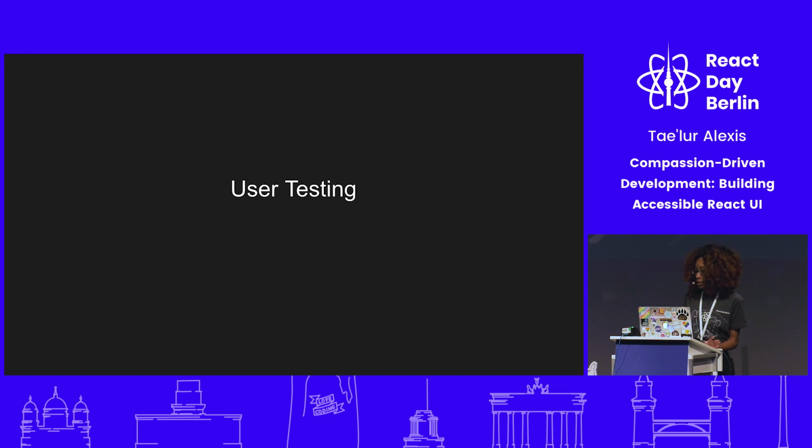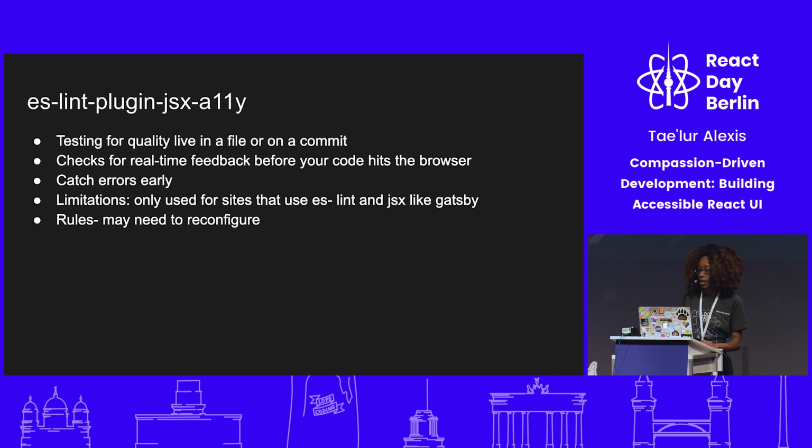If you're able to find someone that does have a disability and is able to give you constructive feedback on what you could do better, and go through a website for you, they're able to provide different perspectives you may not have, and they may have questions and concerns that probably didn't cross your mind during your development process. And then linting. There's a plugin called ESLint plugin JSX A11Y.